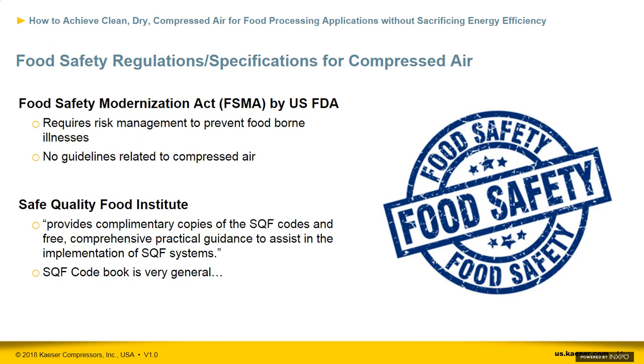Now we're going to talk a little bit more specifically about the food industry. To put it plainly, currently there's no specification or regulation about air quality in the U.S. The Food Safety Modernization Act, which is FSMA, is overseen by the U.S. FDA, and it requires companies to employ risk management strategies regarding foodborne illnesses, but does not provide any guidelines related to compressed air. You may have also heard of the Safe Quality Food Institute.